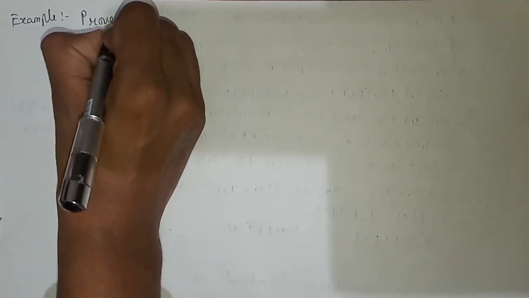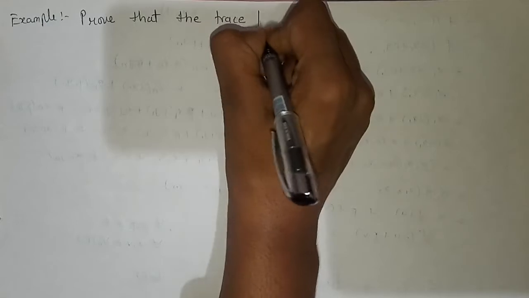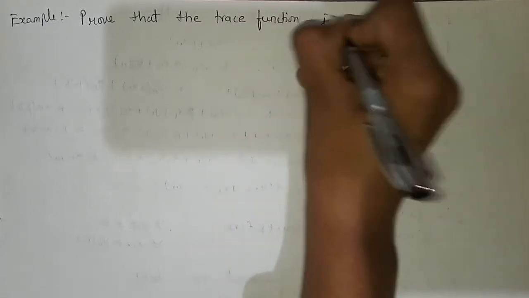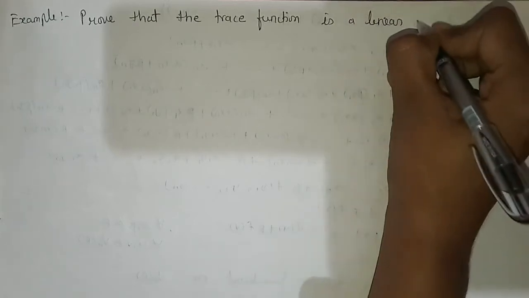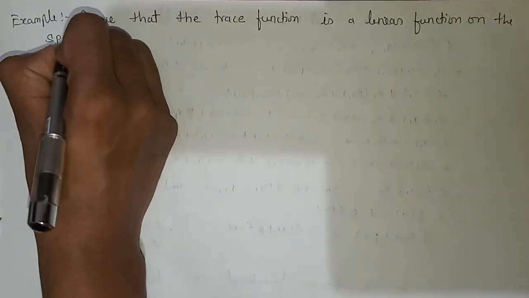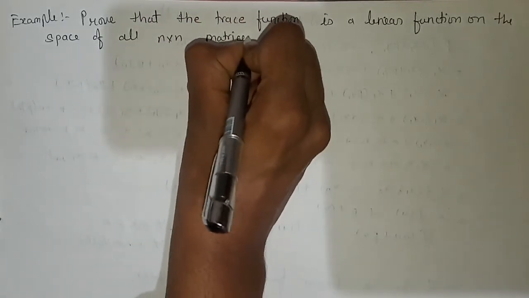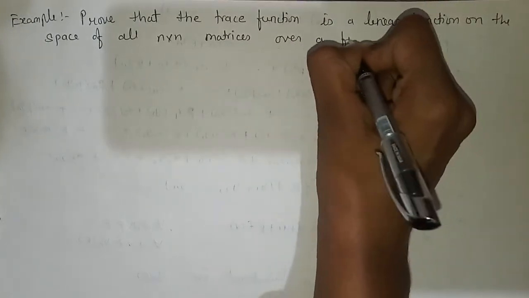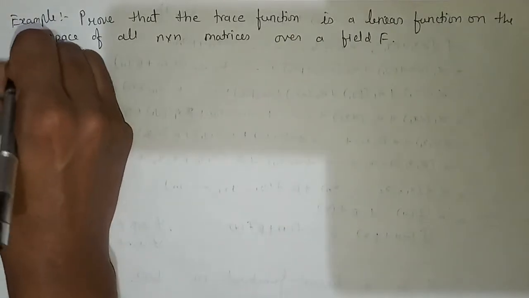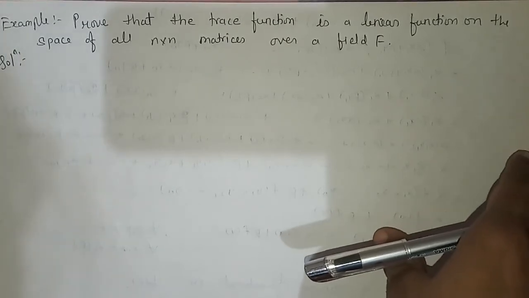Example, prove that the trace function is a linear function on the space of all n cross n matrices over the field F. Solution. Now before starting its solution, first of all we will see what is the trace of any matrix.